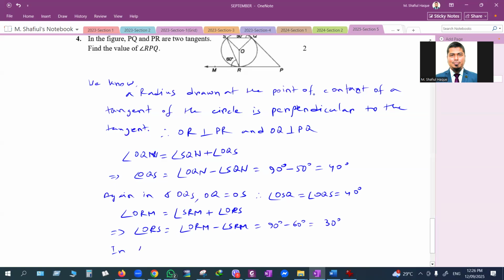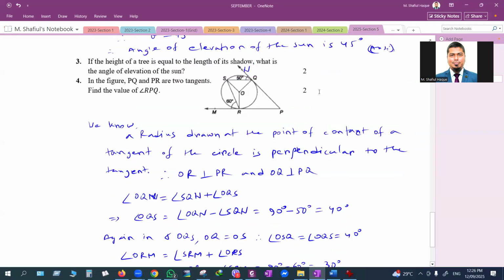In triangle ORS, OR is equal to OS. Therefore, angle OSR is equal to angle ORS, which is equal to 30 degrees.